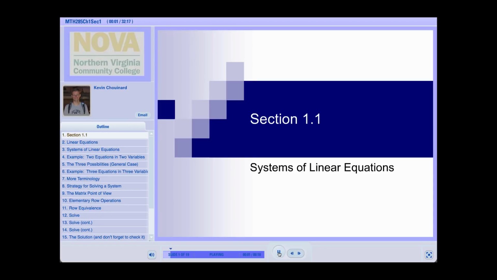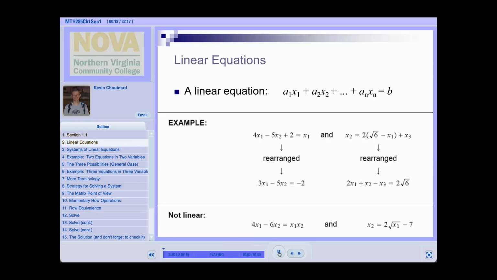Welcome to the note sets for the course. I hope you find that this is a useful tool that can assist you in supplementing the readings for the course as well as the homework problems. And we're going to start at the beginning of the course with section 1.1, Systems of Linear Equations.